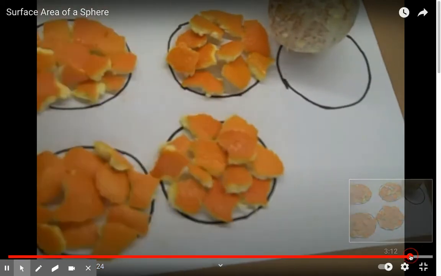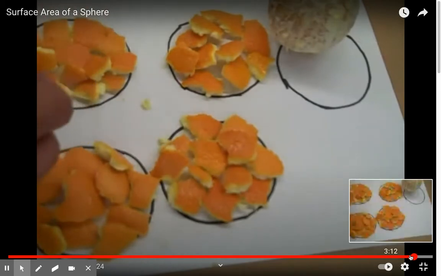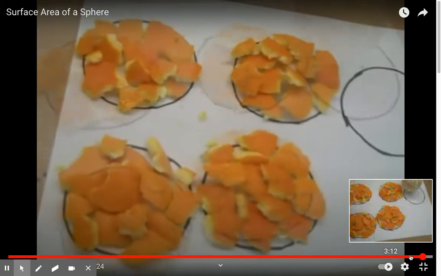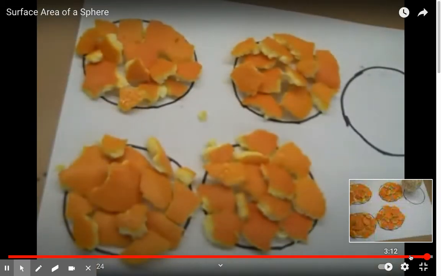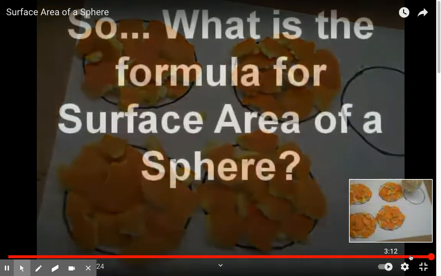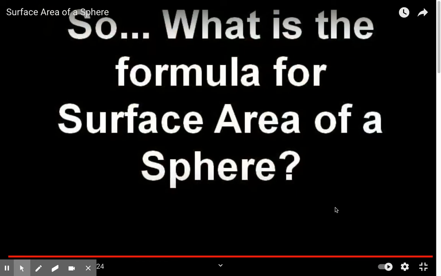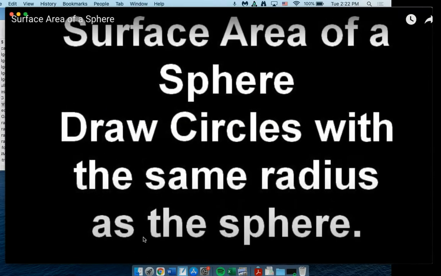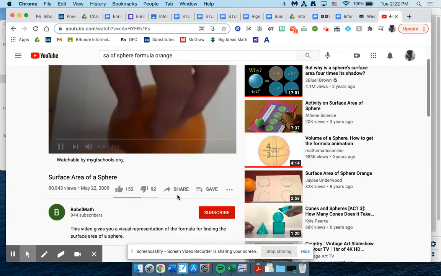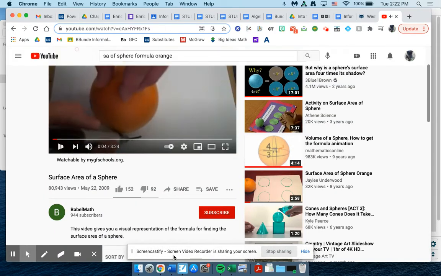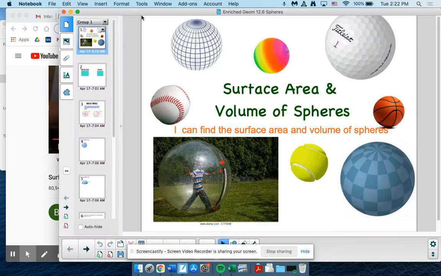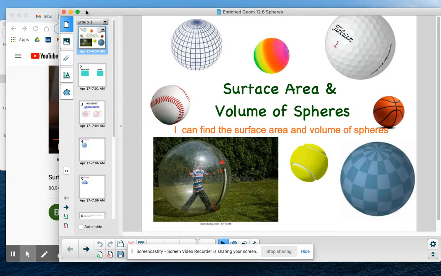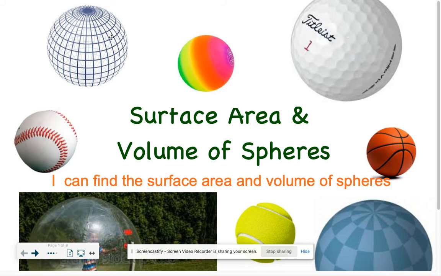And looks like we fill up about 4 of the circles with our peel. So what is the surface area formula? Oh, well, spoiler, it doesn't even tell you. I'll tell you. Oh, geez, we gotta stop this. Okay. This seems kind of a train wreck, you guys. It's more fun when we do it in person together, but try it at home if you want.